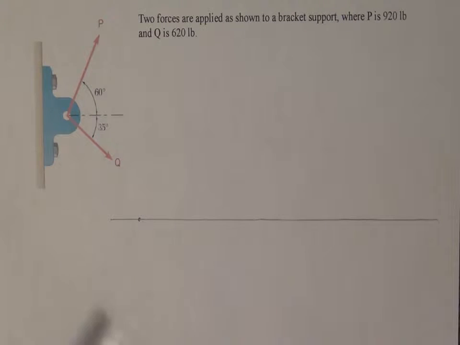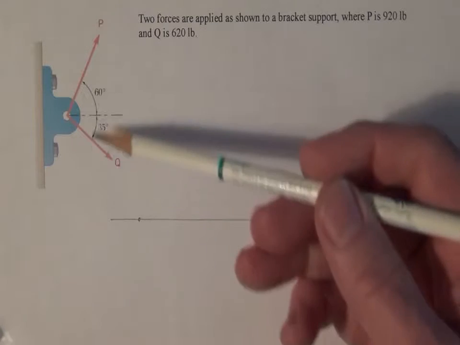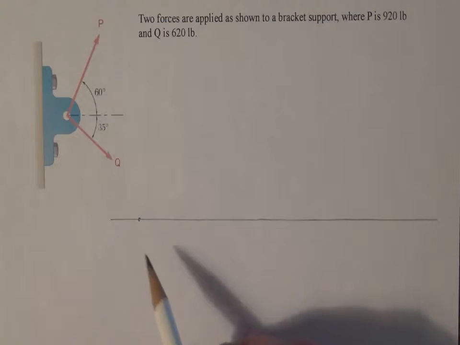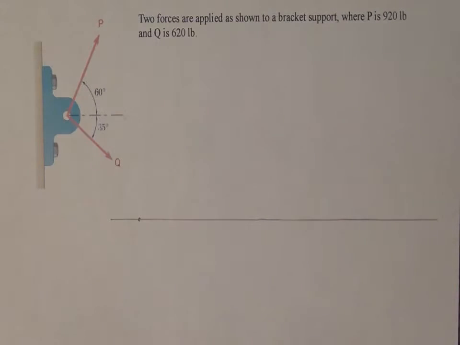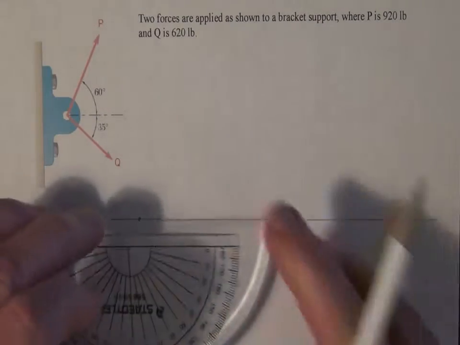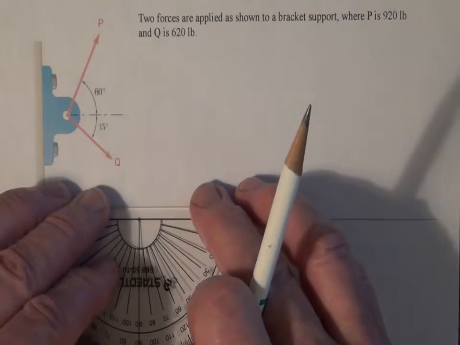Okay, for problem 1, we have this bracket and it's got two forces, and we're supposed to graphically determine the resultant of the two forces. I've drawn a line here to reference this line where I think the numbers will fit, and a point where I'm going to do the sum about.